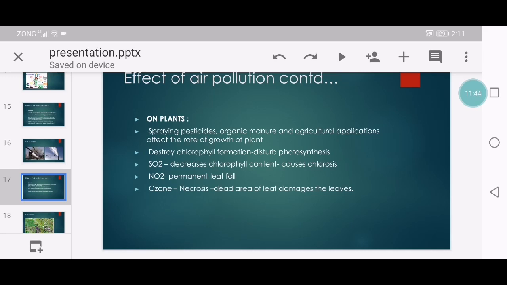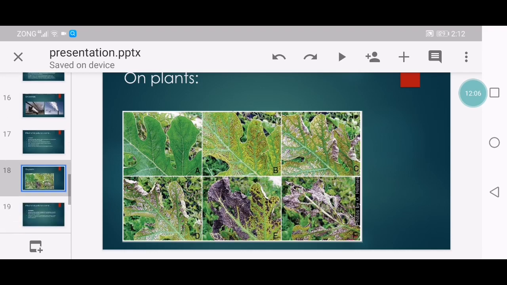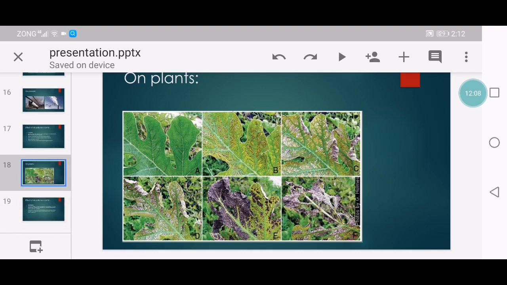affect the rate of plant growth, destroy chlorophyll formation, and disrupt photosynthesis. Sulfur dioxide decreases chlorophyll content and causes chlorosis, nitrogen dioxide causes permanent leaf fall, and ozone causes necrosis, that area of leaf damage. Here we can see the damage of the leaf of a plant due to air pollution.